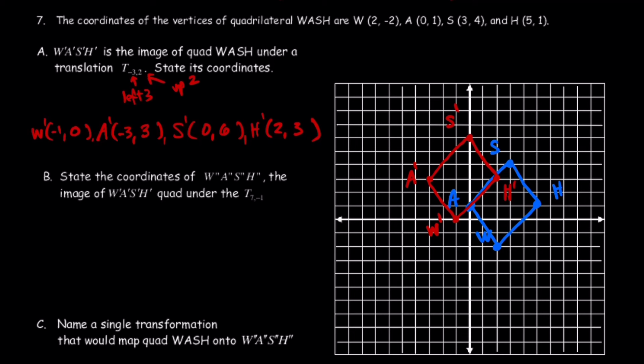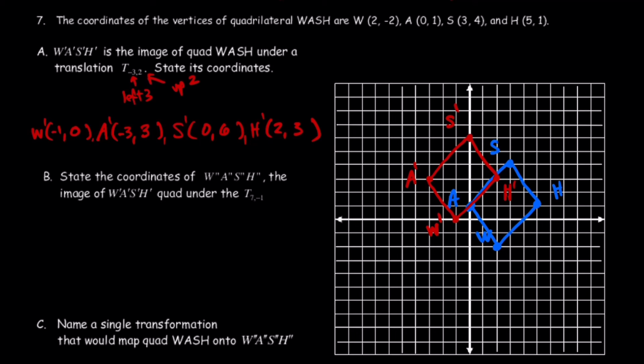Now you can compare if you wanted to do it this way. This has to match that coordinate, and it does. -1, 0. This has to match that coordinate. -3, 3. It does. And then you could compare the other two, but I know that they match.